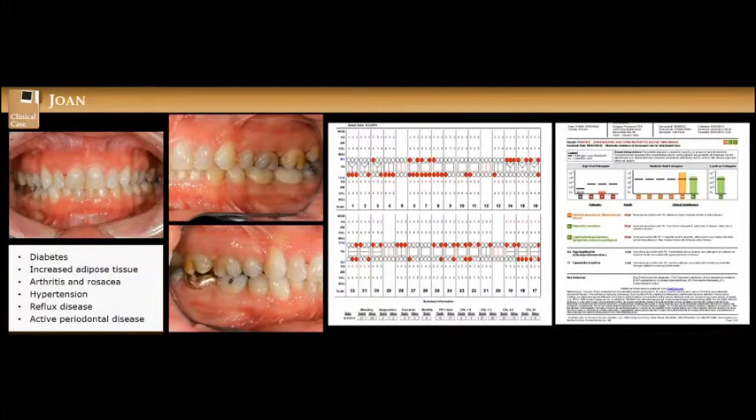This is Joan, a patient that presented to my practice not long ago, and she had a little bit of increased adipose tissue around the abdomen, which is inflammatory, and she was struggling from diabetes, and she had rosacea and a little bit of arthritis. She was also hypertensive. She had reflux disease, but she had a tremendously active periodontal disease.